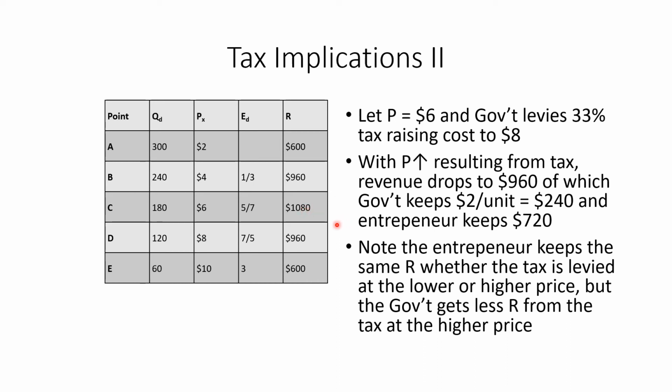The entrepreneur will keep 720. Collectively, it'll be 960 in revenue. Okay, 240 of that is going to be paid by both. Basically, the 240 is going to be split between the consumer and the entrepreneur. Note that the entrepreneur keeps the same revenue whether the tax is levied at a lower or higher price, but the government gets less revenue from the tax at a higher price.